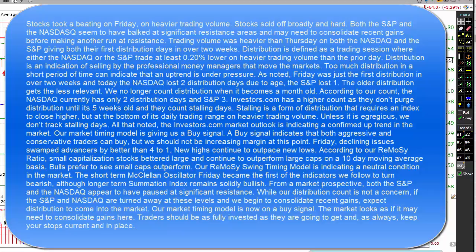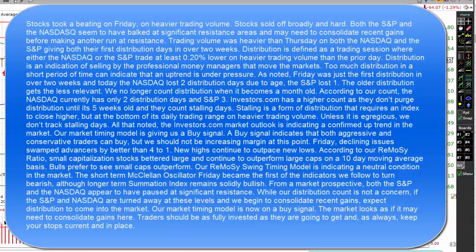The bulls prefer to see small caps outperform. Our Ramosi swing timing model is indicating a neutral condition in the market. We were extremely overbought on Friday. The short-term McClellan oscillator Friday became the first of the indicators that we follow to turn bearish, although the longer-term summation index remains solidly bullish.